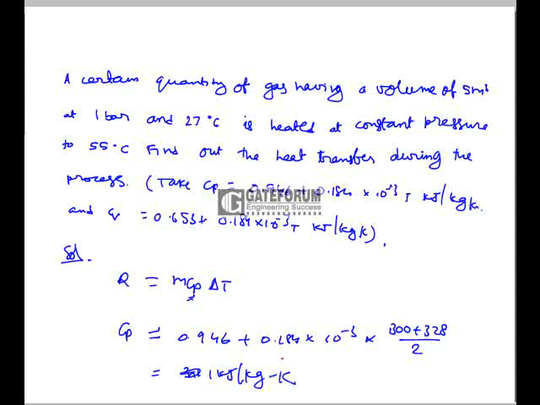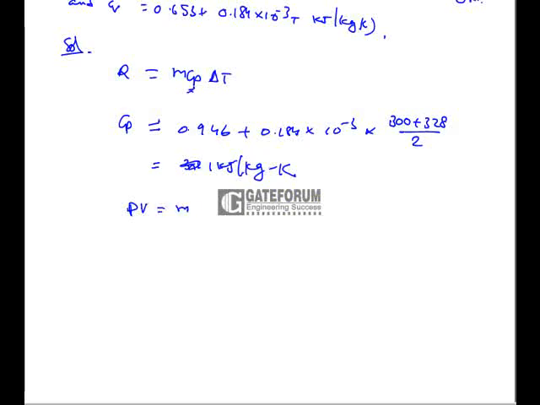So now here delta T is a known value, that is 55 minus 27, and we have to find out the mass. From the perfect gas law equation PV is equal to mRT, we can find out the mass. Here the initial value of P is 1 bar and V is 5 meter cube and T is 27 degrees centigrade, and R is equal to Cp minus Cv. Here Cp minus Cv is 0.946 minus 0.653. So from these values we can find out the mass, which is equal to 5.69 kg.